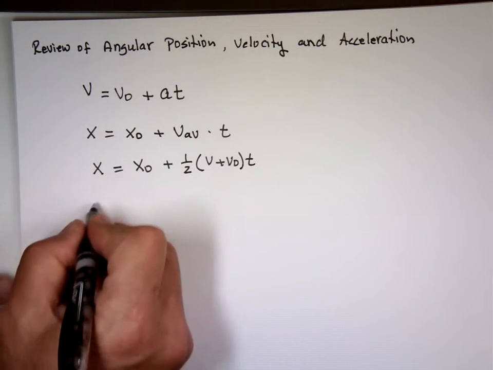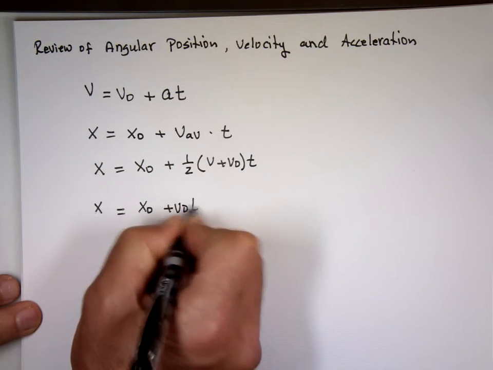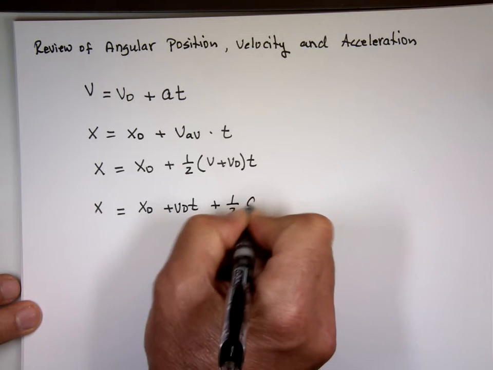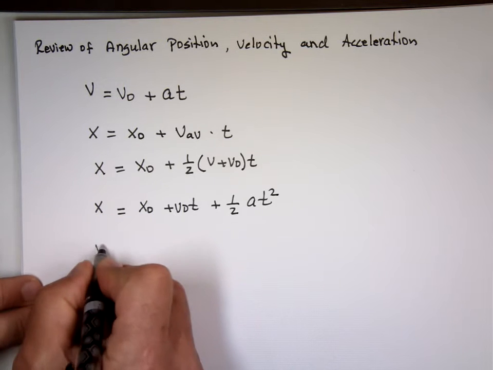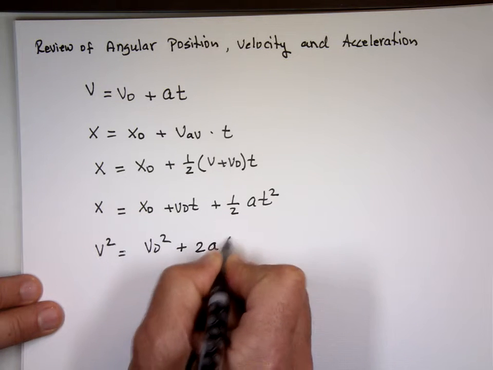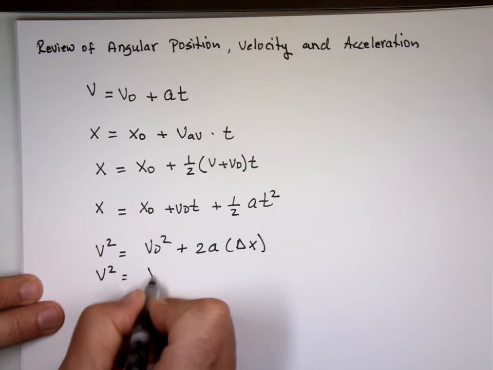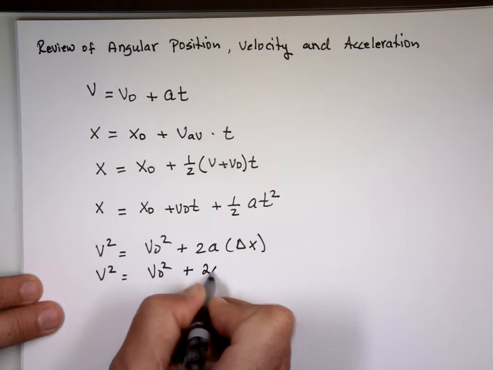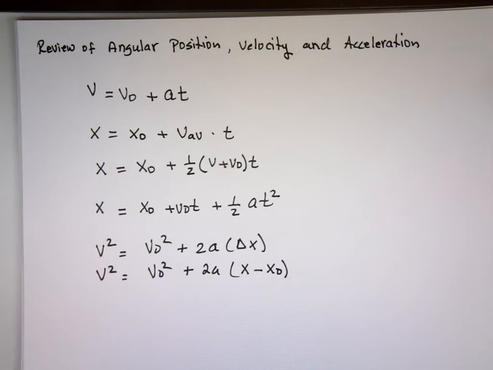You also have X equals X sub 0 plus V0T plus 1/2 AT squared. And the fourth equation, V final squared equals V0 squared plus 2A times delta X. Instead of delta X, you can write X final minus X initial. These were the four equations, I think, or 5 equations. We looked at them in chapter 4 or 5.